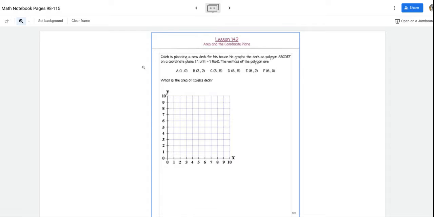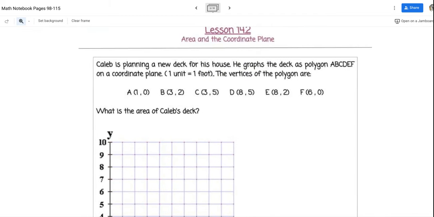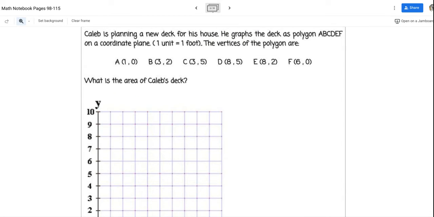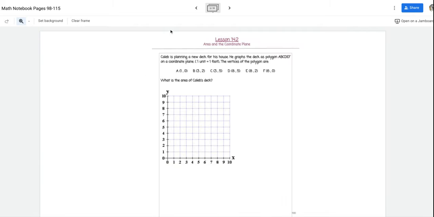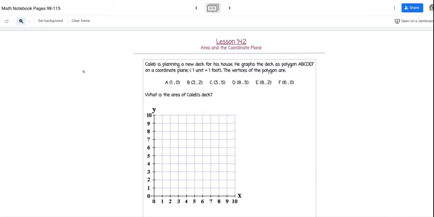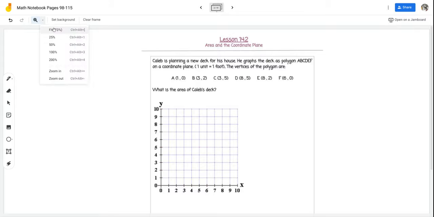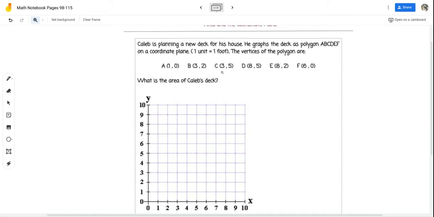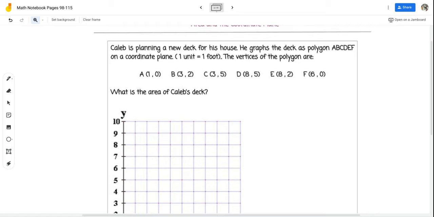So I'm going to zoom in and take a look here. There we go. It says at the top, Caleb is planning a new deck for his house. He graphs the deck as polygon A, B, C, D, E, F on a coordinate plane. 1 unit equals 1 foot. The vertices of the polygon are, and then they give us the ordered pairs here. Let me zoom out to fit. And there we go. That way I can have all my tools. Zoom in. Okay, so these are the different points we need to graph.